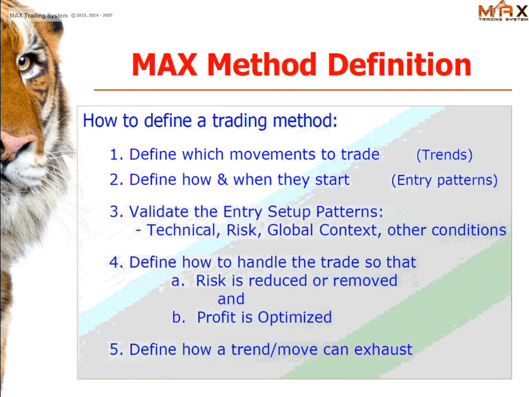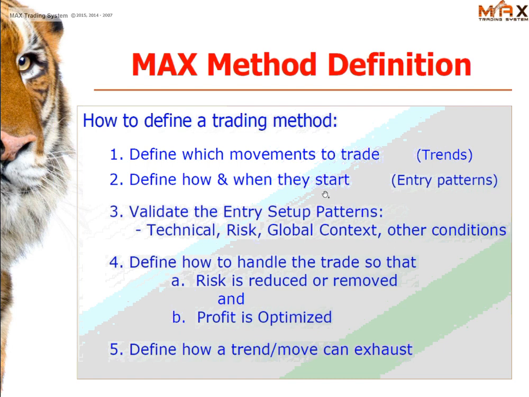Now, when we define a trading system or a trading method, I consider it is important to define what we call a trading method. And for me, I consider that we need to define, in fact, or to predefine what are the movements we want to trade. And these movements will constitute, in fact, the trends we want to trade. Inside a trend, we may have one or several of these tradable movements. And so we need to define how and when such movement may start.